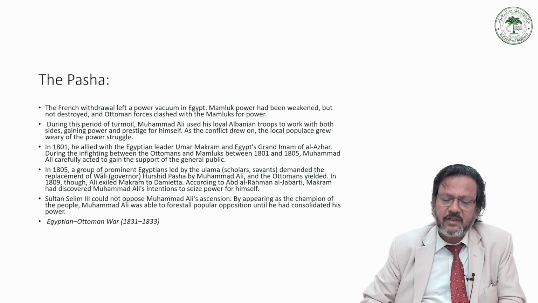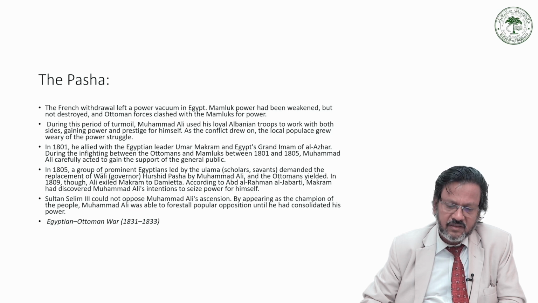During this period of turmoil, Muhammad Ali used his loyal Albanian troops to work with both sides, gaining power and prestige for himself. As the conflict drew on, the local populace grew weary of the power struggle. In 1801, he allied with the Egyptian leader Omar Makram and Egypt's Grand Imam of Al-Azhar during the infighting between the Ottomans and Mamluks between 1801 and 1805.